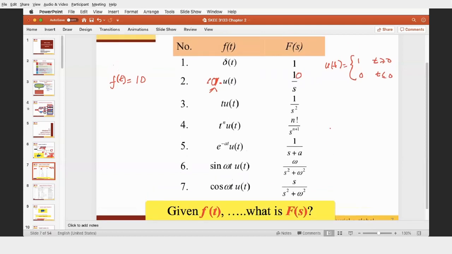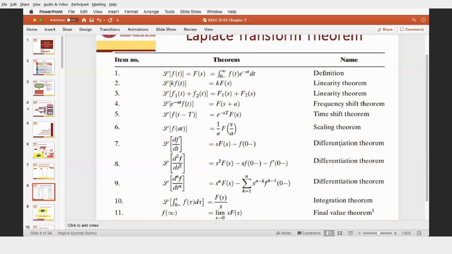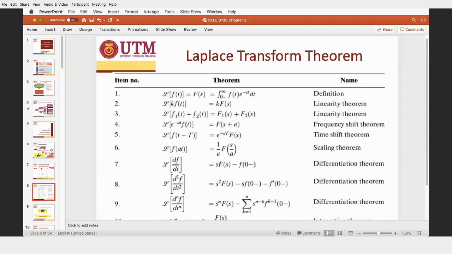process during the modeling, we use this table. So we are not trying to integrate the function to get the Laplace transform. We just use the table to get the Laplace transform. And also we have the theorem, linearity theorem.